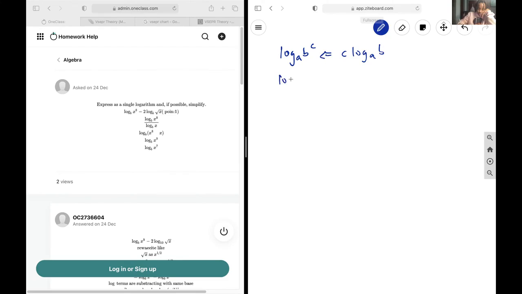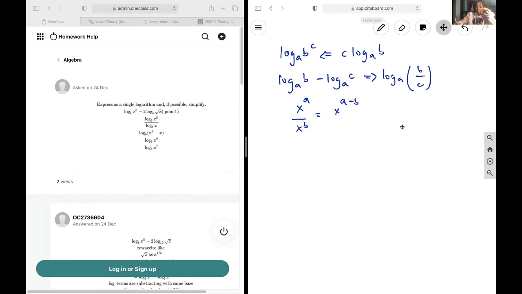And additionally, log to the base a of b minus log to the base a of c is simply log to the base a of b over c. And we are going to be using that one in that direction. And additionally, we'll be using the rule that x to the power of a over x to the power of b is equal to x to the power of a minus b.